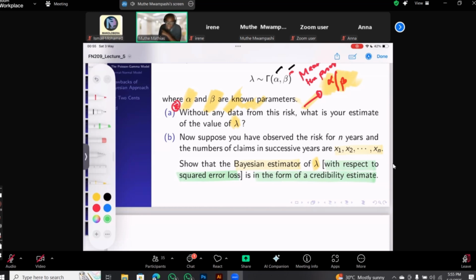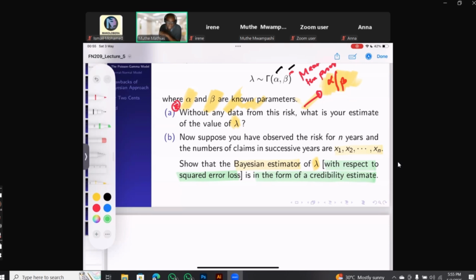So now what is going to be the estimator in this case under this framework? What is going to be the estimate of lambda if you are using the squared error loss?